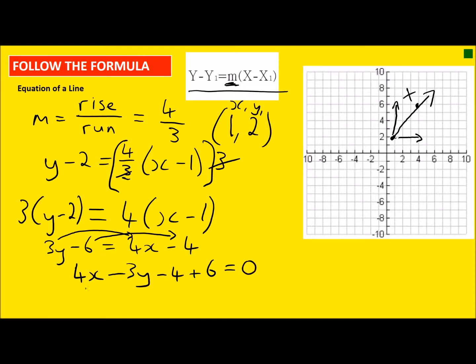So then we're left with 4x minus 3y, and minus 4 plus 6, which is plus 2, equals 0. There is the equation of the line. Really, I suppose the equals 0 should have been on this side, but conventionally we put it on the other side, so I'm just going to move it across. It doesn't make any sense, it's just 0. Okay, job done. Let's go one more example.